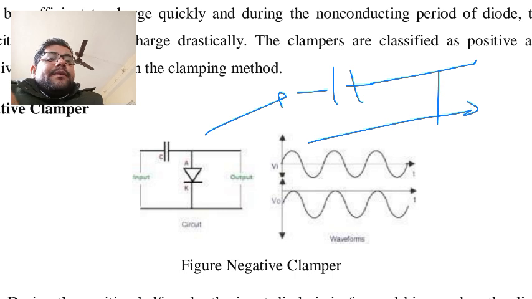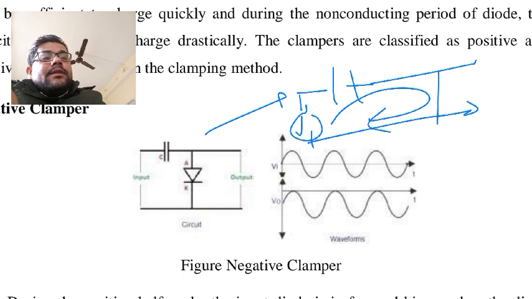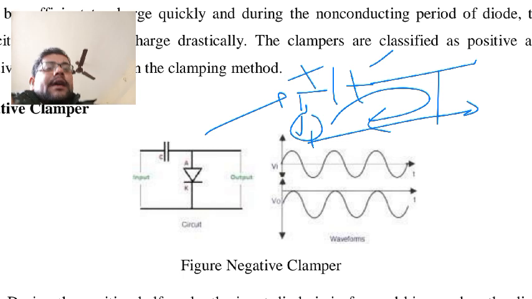This is the input, VI, that we are applying. So this diode starts charging from the positive supply. During the positive half cycle the diode is on, and this capacitor is charged.